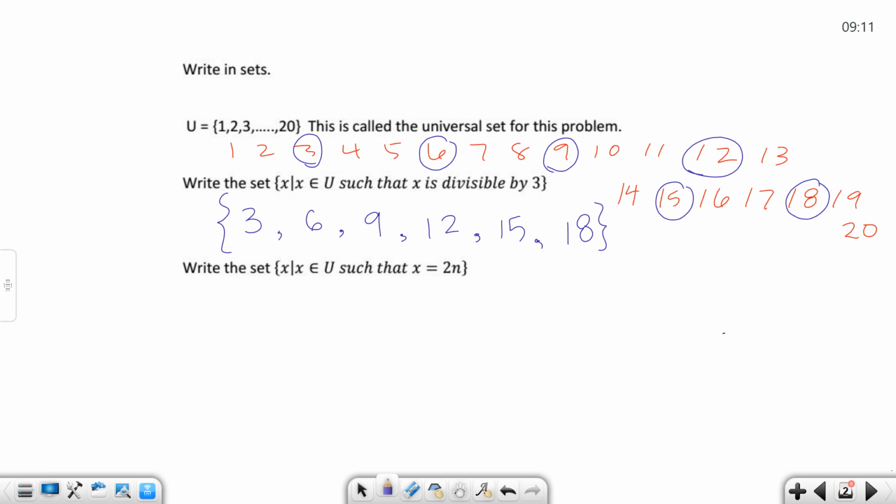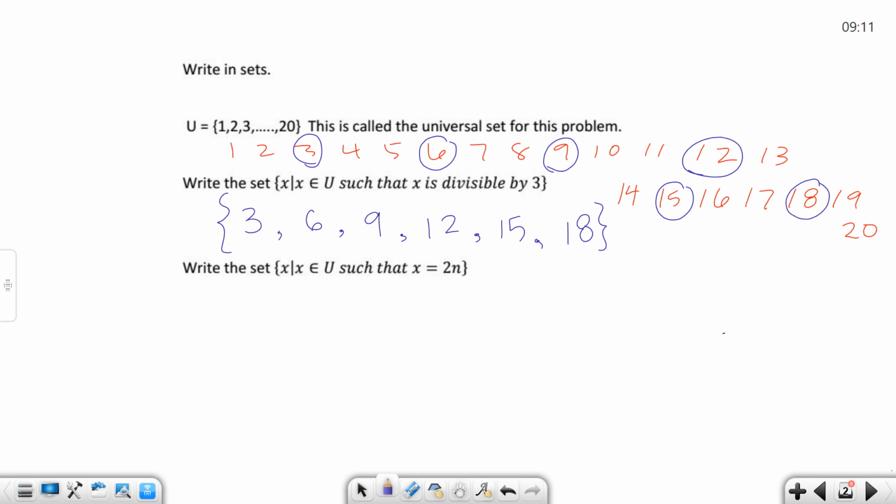So this blue region right here, this blue set of elements, would be all of the numbers from the universal set that are divisible by 3, meaning 3 goes into them. So the blue part would be your answer here.